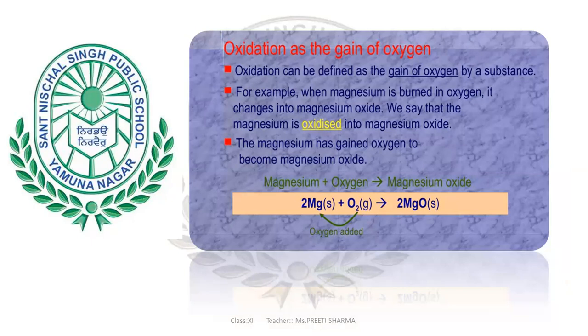I'm focusing on this word, that is oxidized. If in a question it is being asked which substance is being oxidized, you must know that it is magnesium. And magnesium has gained oxygen to become magnesium oxide. So after addition of oxygen, it has changed into magnesium oxide. So gain of oxygen or addition of oxygen is known as oxidation.